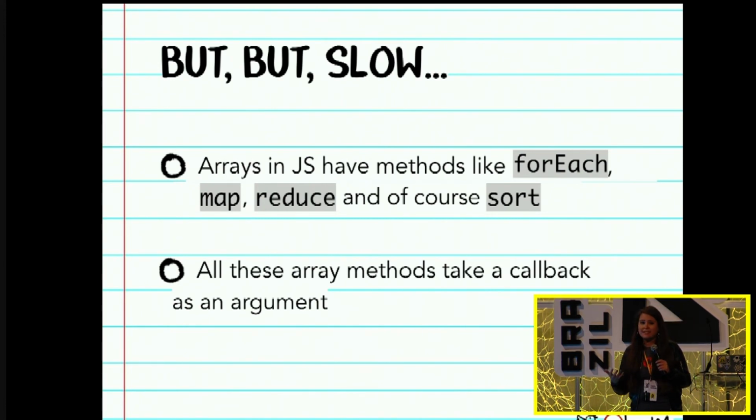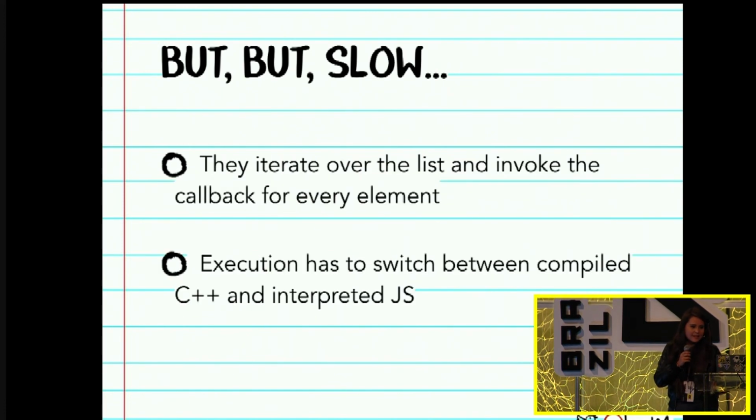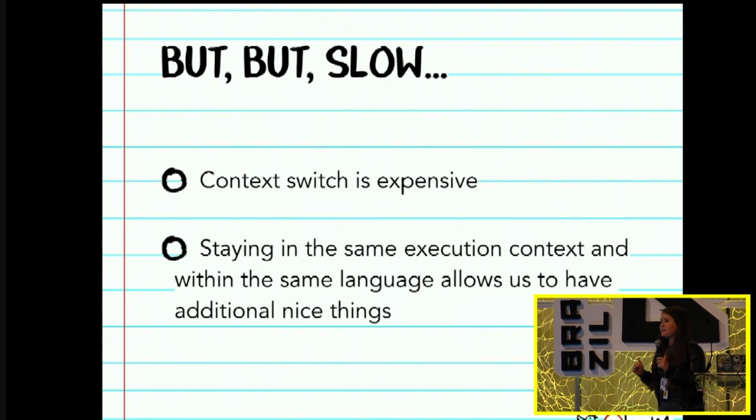So the thing is that arrays in JavaScript have methods like forEach, map, reduce, and of course sorting, the topic of this talk. And what you know is that all of these methods use callbacks. So every time you go through an element, this callback is called. You have to iterate over the whole list, invoking the callback, and the execution has to switch between compiled C++ and interpreted JavaScript. This context switch is expensive. So by staying in the same execution context within the same language, we can gain a little bit of performance. So that's why you might want to stay within JavaScript.